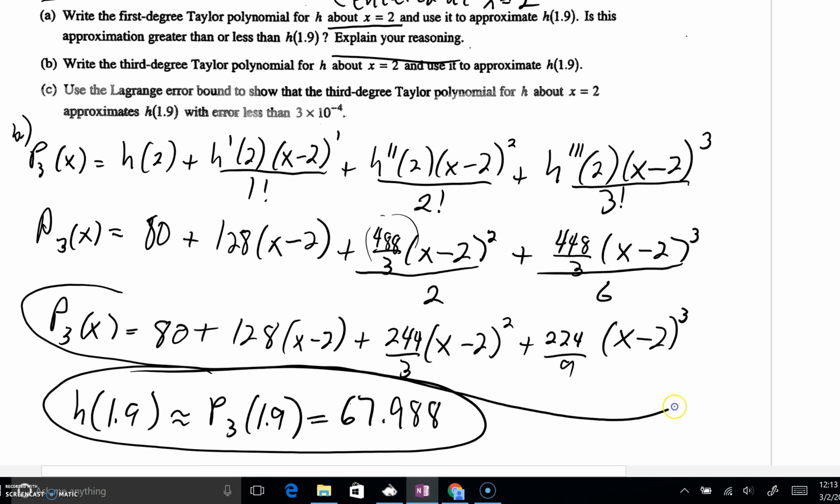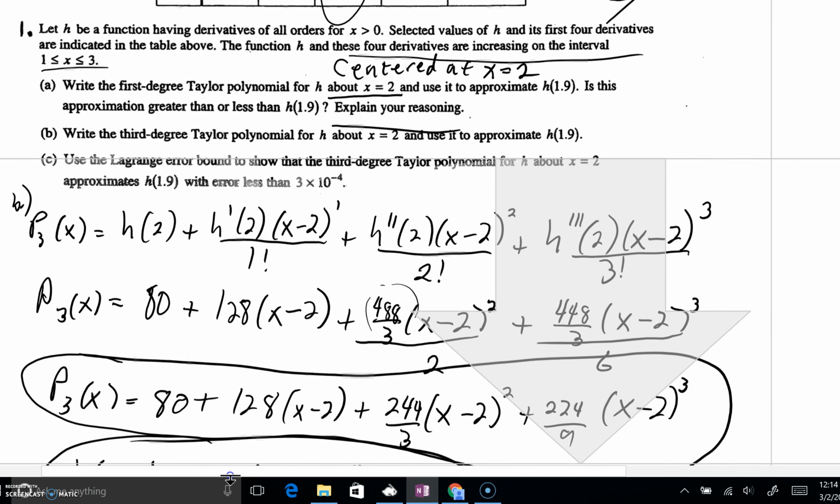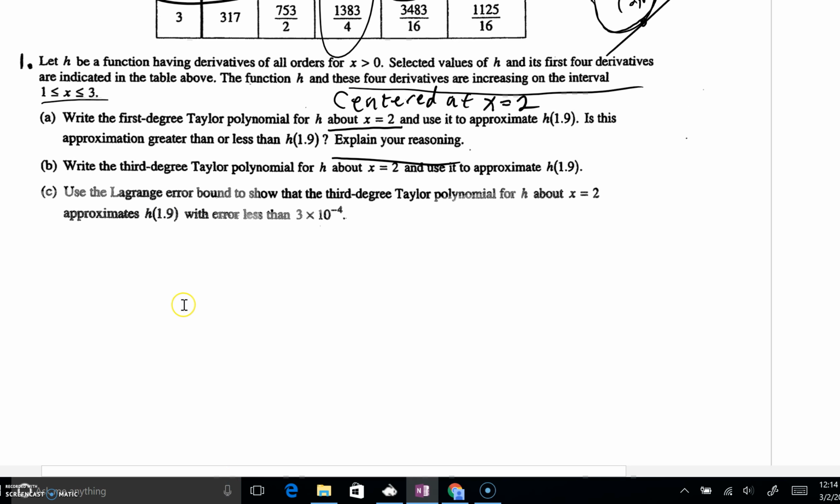They wanted you to first get the polynomial. Then they want you to use that so that you can get a good estimate. Okay, so we just got an estimate. We got about 67.988. Here's the bigger question. Just how accurate are we?